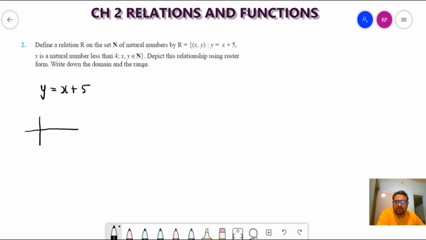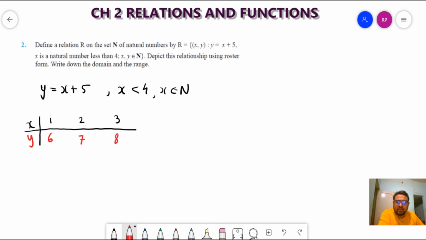Now what values can I take of x? Here it is given x is less than 4, right? And x is a natural number. So the value of x will be 1, 2, and 3. Clear? So what will be the value of y? So 1 plus 5, 6. 2 plus 5, 7. 3 plus 5, 8. Okay? So the relation will be equal to (1, 6), (2, 7), (3, 8).